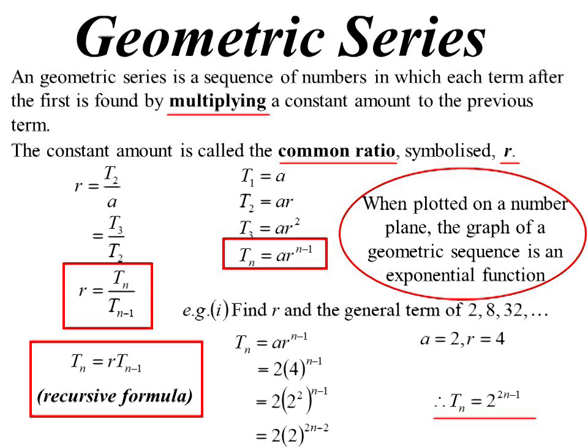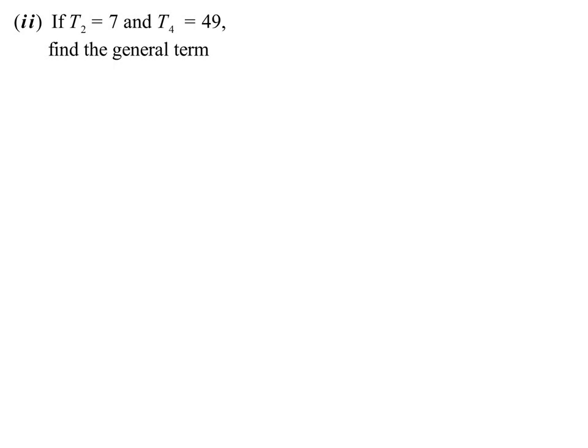Our second term is 7, our fourth term is 49. What is the general term? Got to work out what the first term is, got to work out what the common ratio is. The second term is 7, so AR is equal to 7, and AR cubed is 49. They are simultaneous equations, but instead of subtracting or adding, what I'm going to do here is divide. If I was to divide, then the A will eliminate.